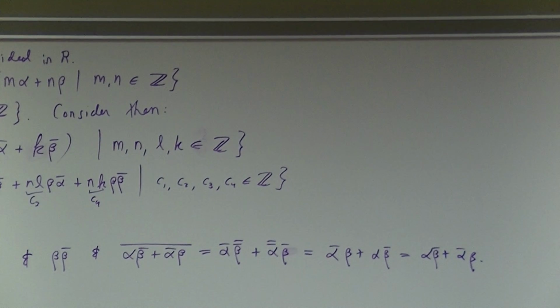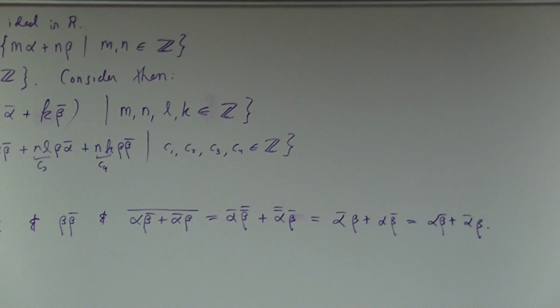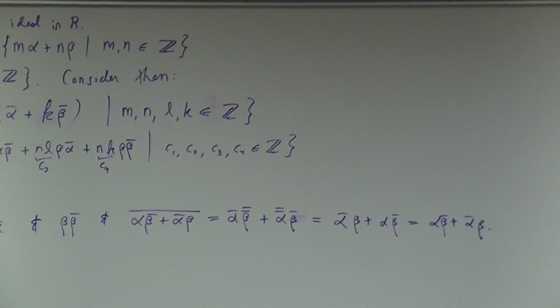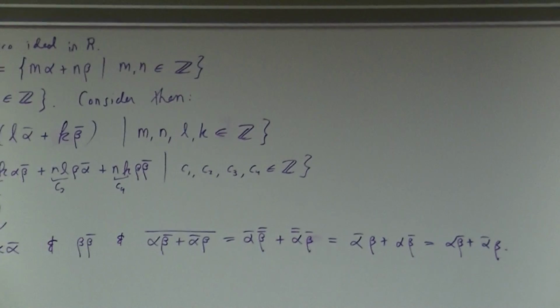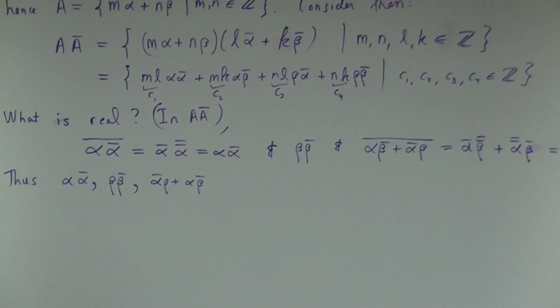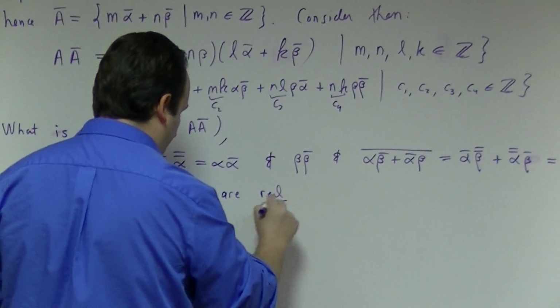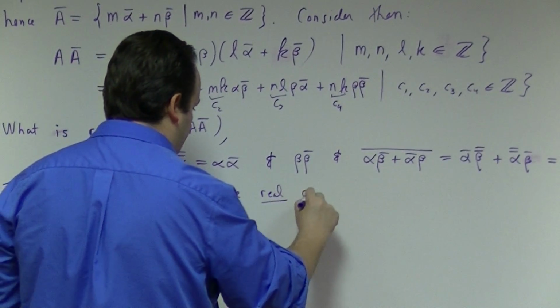All right, great. But I would remind you, just to recap, we have alpha alpha bar, beta beta bar, and this sum of alpha bar beta plus alpha beta bar. These are all real quadratic integers, right?